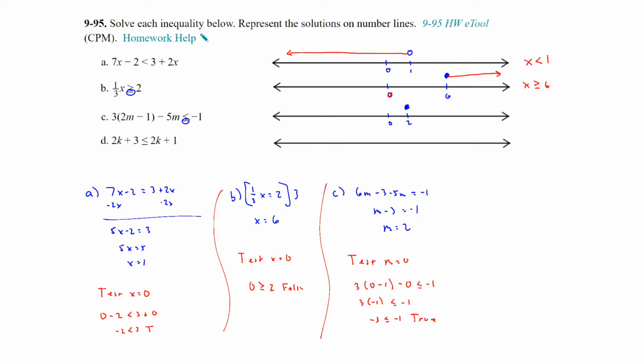So that means at 0 it's true, and then anything in that region would also be true. So everything to the left of 2. So all values of m that are less than or equal to 2.